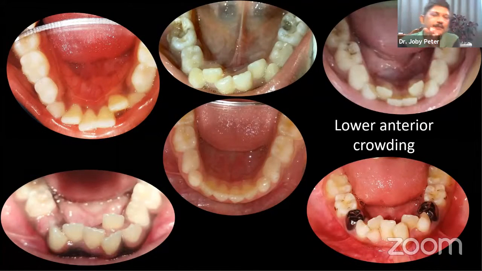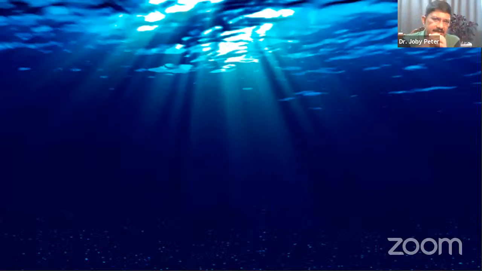But much, much before that, what I'm going to discuss today is this. Lower anterior crowding is a very common situation that we see. Which cases should I treat, sir? Why is it happening, sir? Why is that lateral coming inside and outside, rotated and tilted? We are going to discuss that in the lecture.